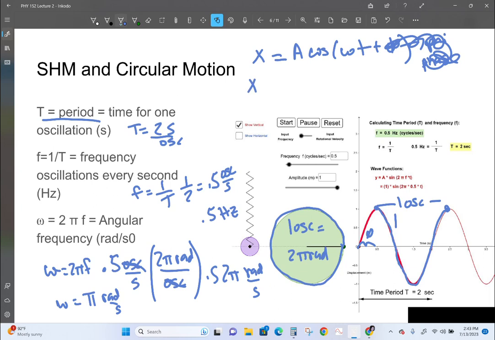But for this, the amplitude is how high the wave is from the equilibrium point. So if equilibrium is at 0, it looks like this is oscillating between 1 and negative 1. So the amplitude is, and this is in meters, 1 meter cosine of pi radians per second times time. And that describes that function that we just had. Okay, so that is the cosine function that describes this.